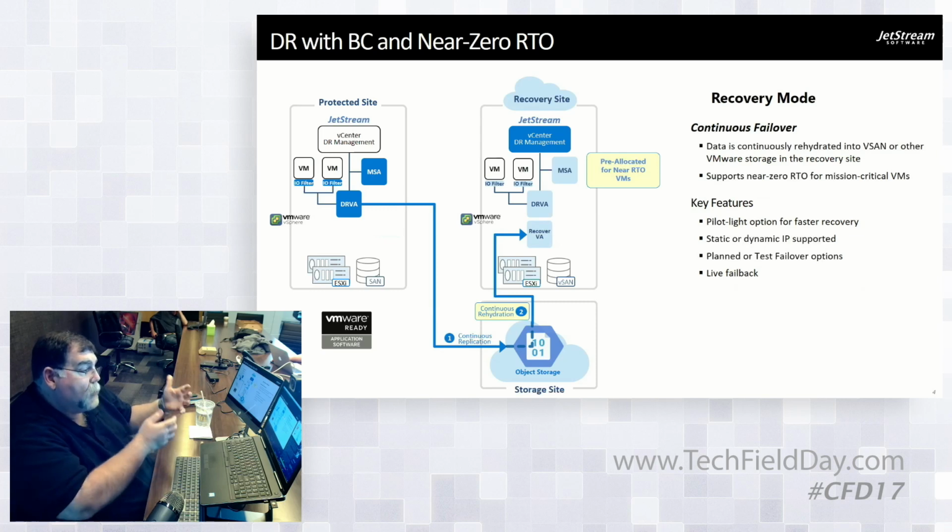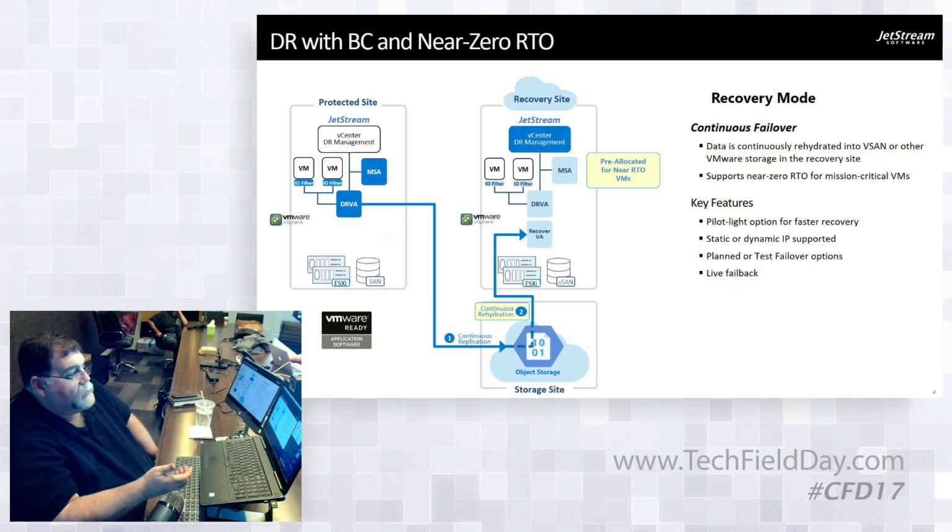The virtual machines are running at the protected site. They're being replicated into the object storage. The key difference here is that rather than waiting for the disaster event to occur, we'll start this rehydration well in advance. So you could start this as soon as the virtual machines were recoverable from the protected side, right? The initial synchronization has completed. We can start this; we call it continuous failover.